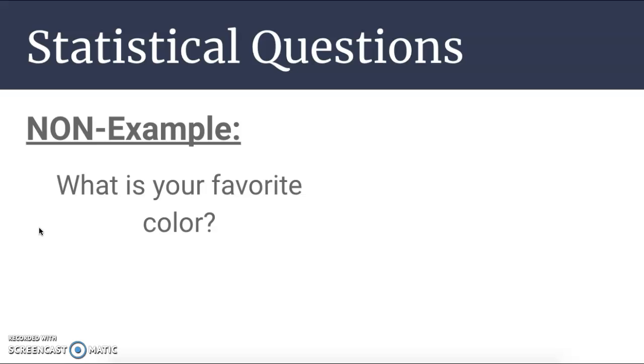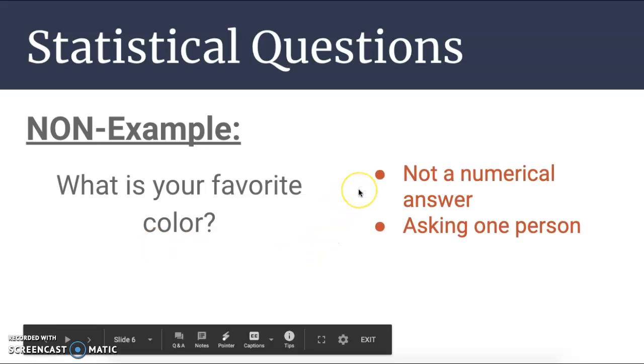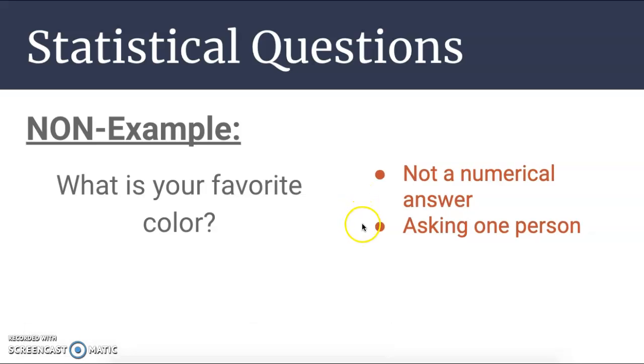Now, why is this non-statistical? Lots of different reasons. First one, it's not a numerical answer. What's my favorite color? Blue. That's not a number, so that doesn't work. It's also only asking one person. A big hint: anytime you see you or your in the question, it is a non-statistical question.